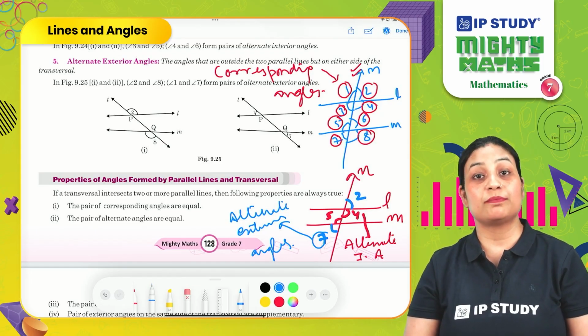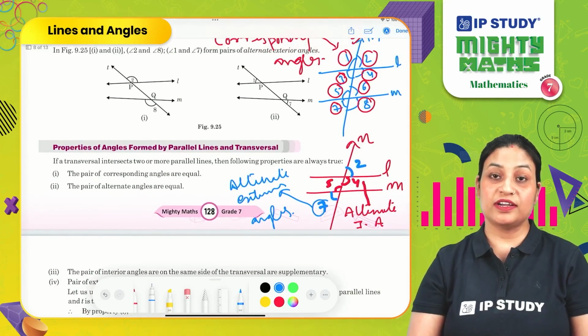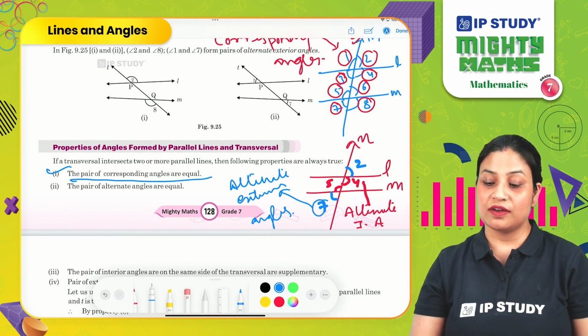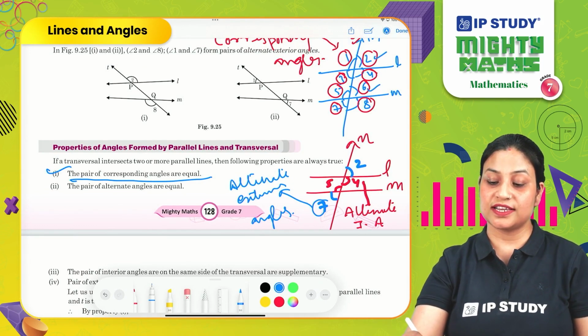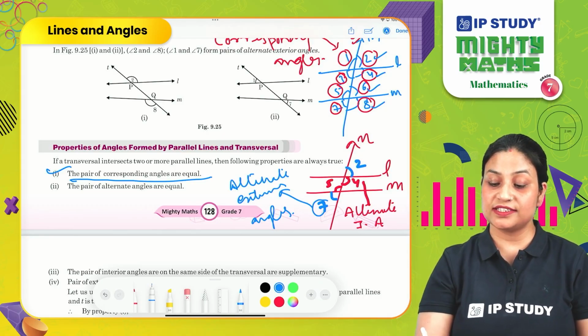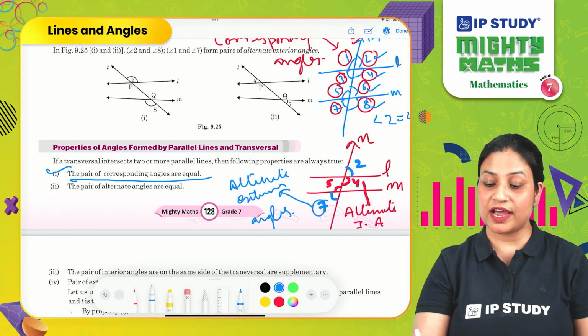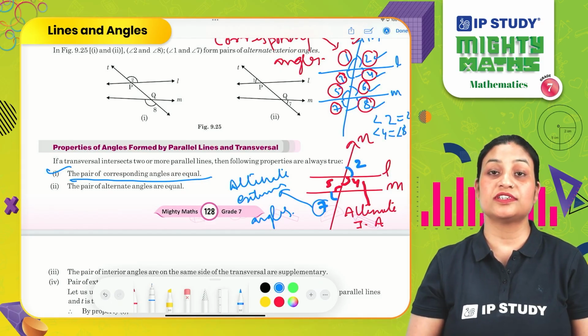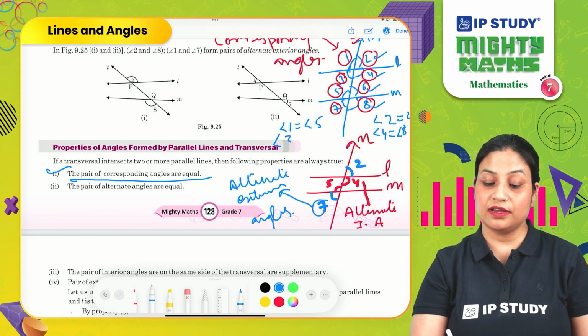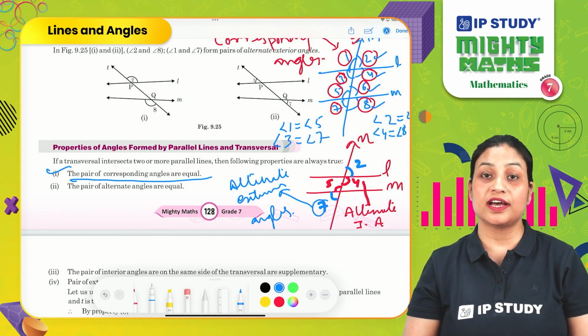Now let's discuss the properties of these angles. The first property says that whatever pair of corresponding angles are formed, they are always equal, which means that we have these 2, 6, 4, 8 on the same side of this transversal. It means that these are corresponding angles. So we can say that angle 2 is equal to angle 6, right? And angle 4 is equal to angle 8 because they are corresponding angles. In the same way, angle 1 will be equal to angle 5 and angle 3 will be equal to angle 7. Why? Because they are corresponding angles.